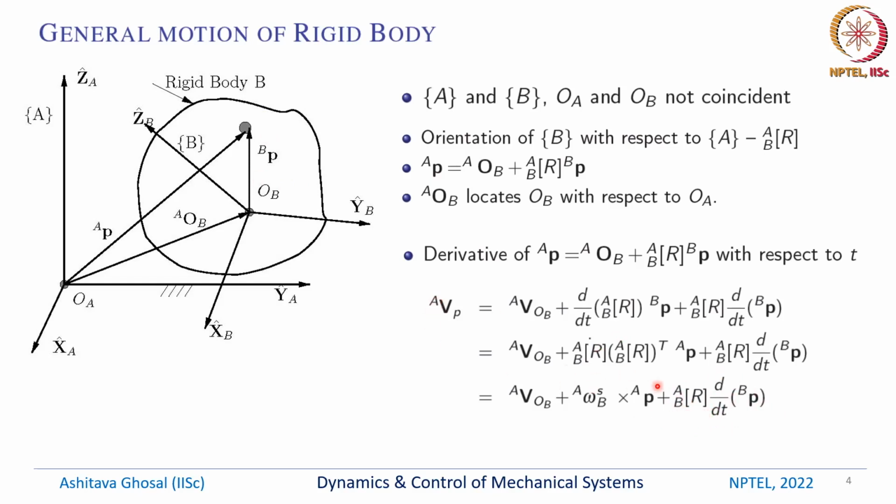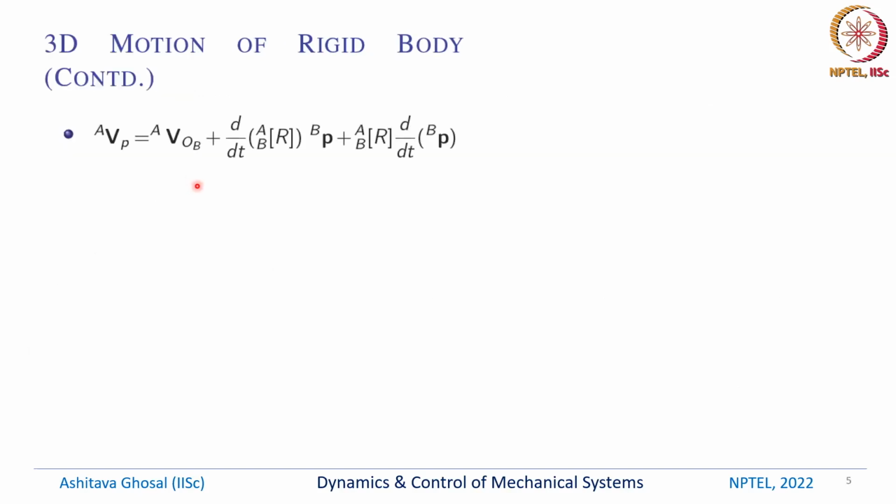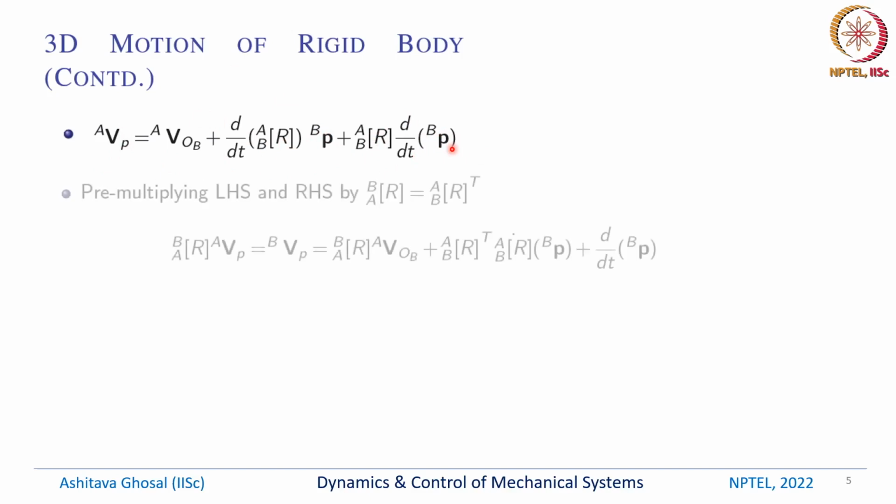Okay, so this is a very useful and important formula which tells you that the velocity of a point on a moving rigid body, which is also translating and rotating, is given by three terms. One is the velocity of the origin, one is something like omega cross R, and one is the velocity of the point itself in the moving coordinate system B. So this is just to repeat, the velocity of a point is nothing but the velocity of the origin plus some d by dt of R into BP plus ABR into d by dt of BP.